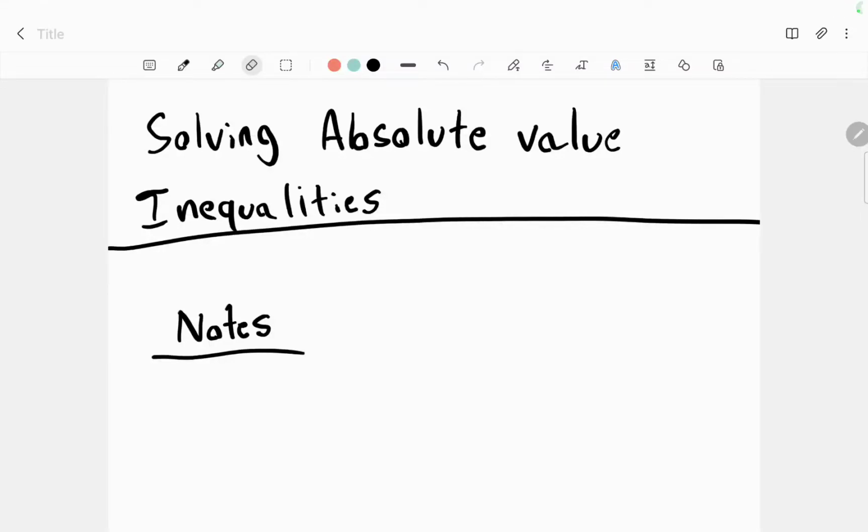Hello guys, so today we're going to be solving absolute value inequalities. It's going to be the same process as regular absolute value equations, so it should be relatively easy to do.